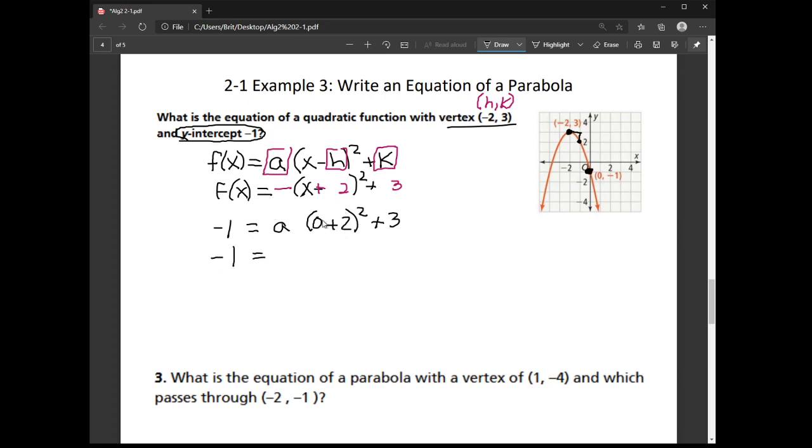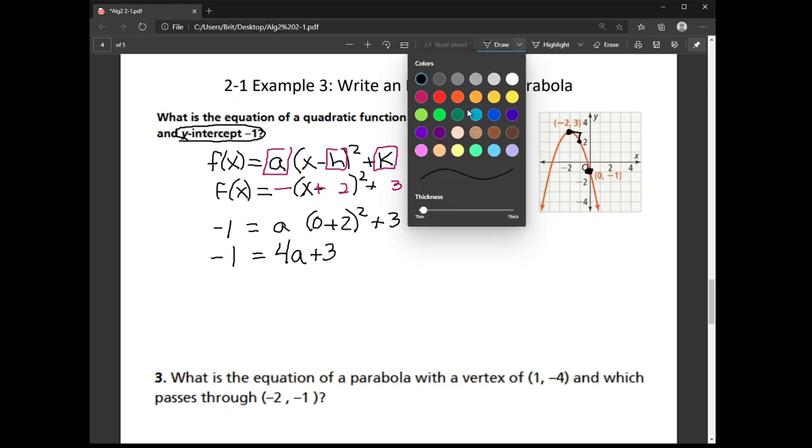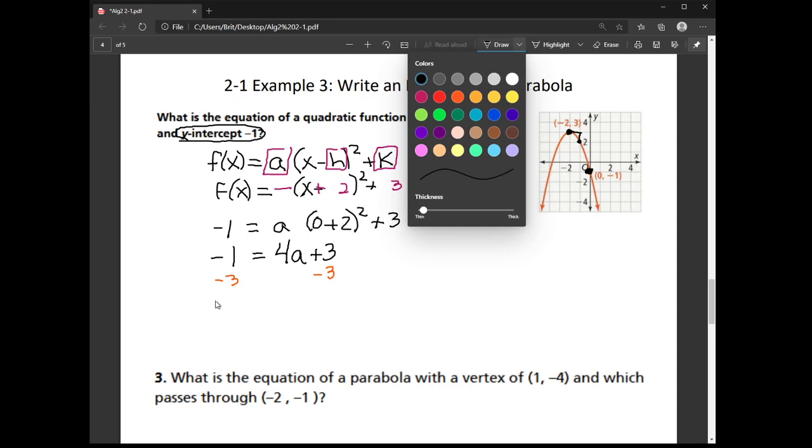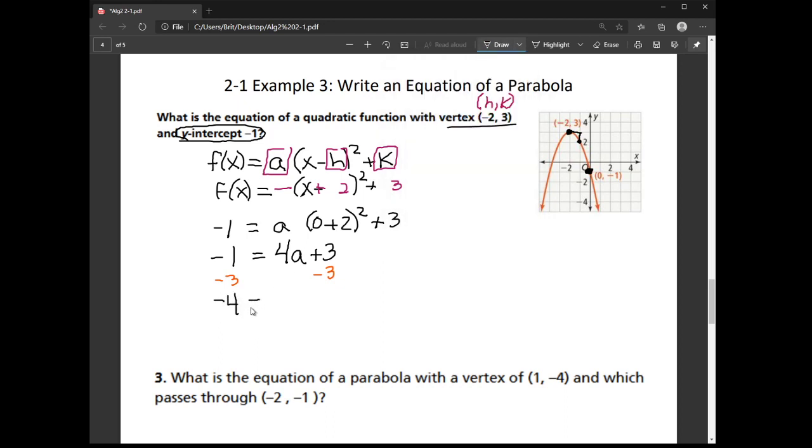So let's check out this set of parentheses. It's kind of gnarly, okay? 0 plus 2 is 2. And if I square that 2, I get a 4. So this is 4 times a plus 3. Alright, now I want to get rid of that plus 3. We're trying to get a alone. So I'm subtracting 3. So I get -4 equals 4a.